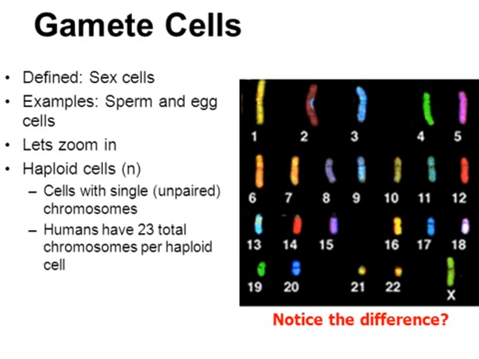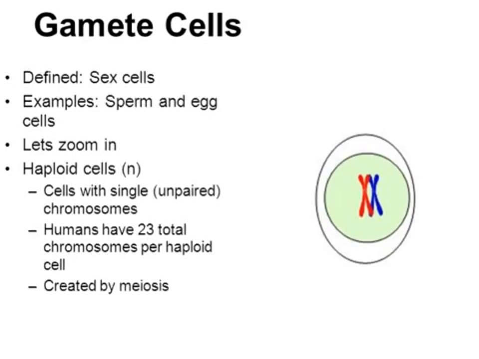If we look at humans, haploid cells have a chromosome number of 23. That means in a female egg cell, there's only 23 chromosomes. In a male sperm cell, there's only 23 chromosomes. Remember, that's different from what we said a moment ago. If cells are diploid in humans, they're going to have a total of 46 chromosomes. But cells that are haploid only have half of that amount, 23 chromosomes. And these cells are created by meiosis, the cellular division process known as meiosis.